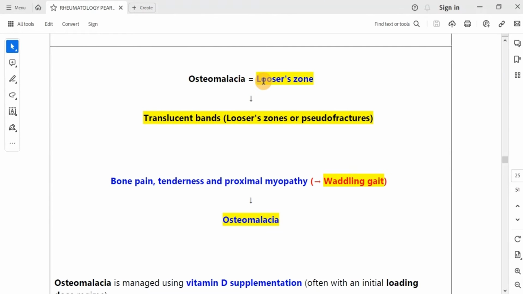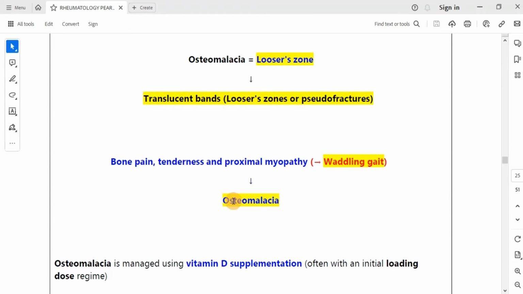Osteomalacia will exhibit the Looser's zone. Looser's zone is also known as the pseudo fracture. It will be exhibited as a translucent band. Old man bone pain with features of tenderness and proximal myopathy, especially in vegetarian diet takers with waddling gait, is highly suggestive of osteomalacia.